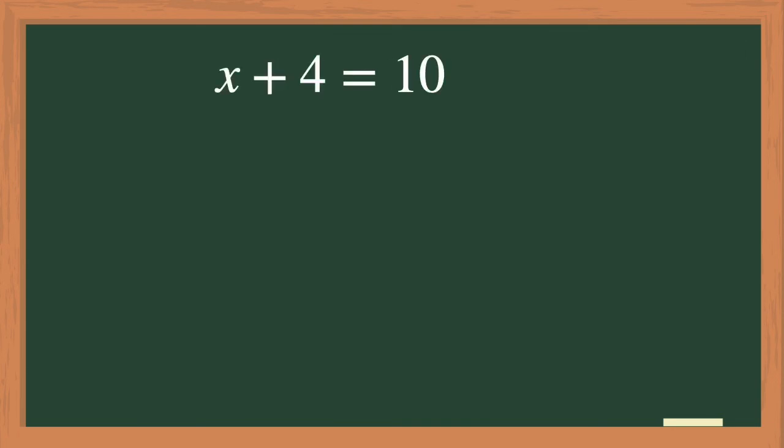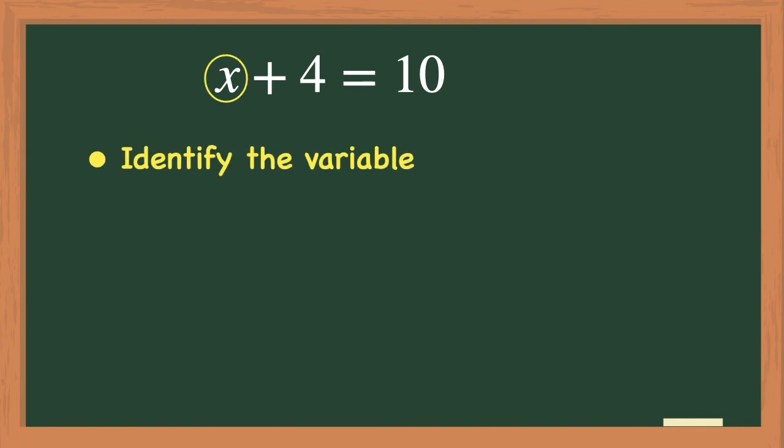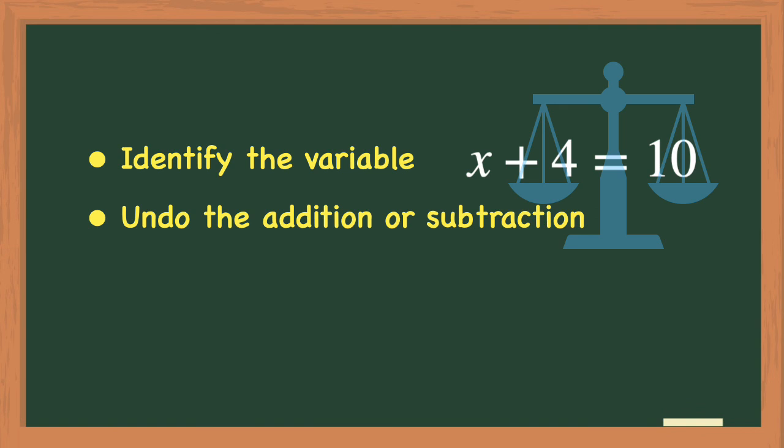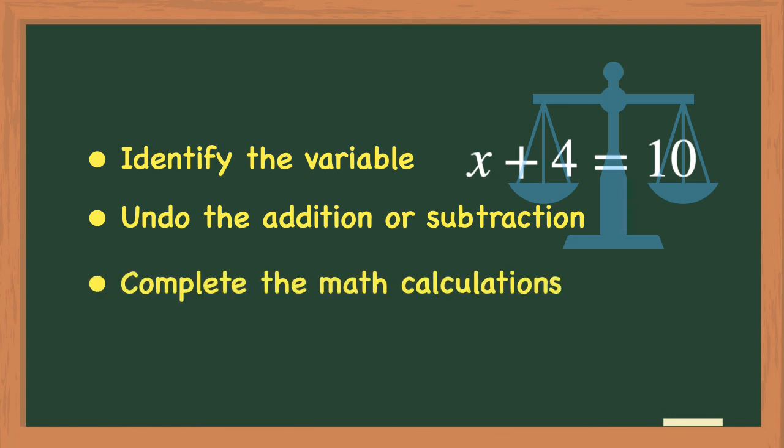Knowing the process to solve equations is so important that I want to take a moment to highlight the important steps. First, you need to identify the variable. Then you will need to undo either the addition or the subtraction, being very careful to keep the equation balanced, meaning that whatever you do to one side of the equation, you do the exact same thing to the other side. The last step in solving one-step equations is to complete the math calculations. And you can always check your answer by substituting the value of the variable into the original equation.